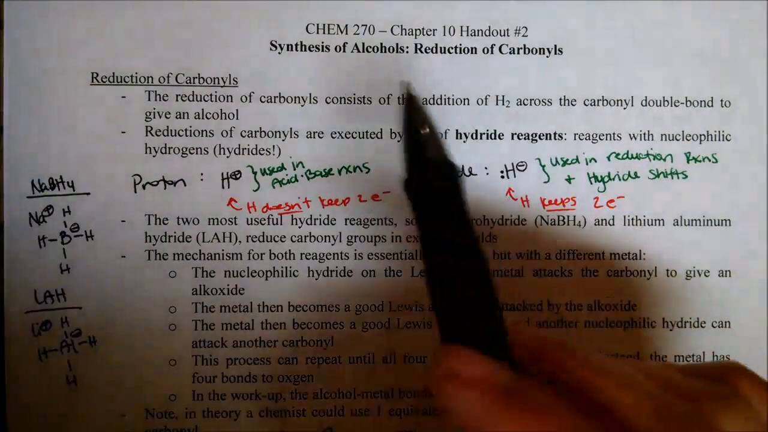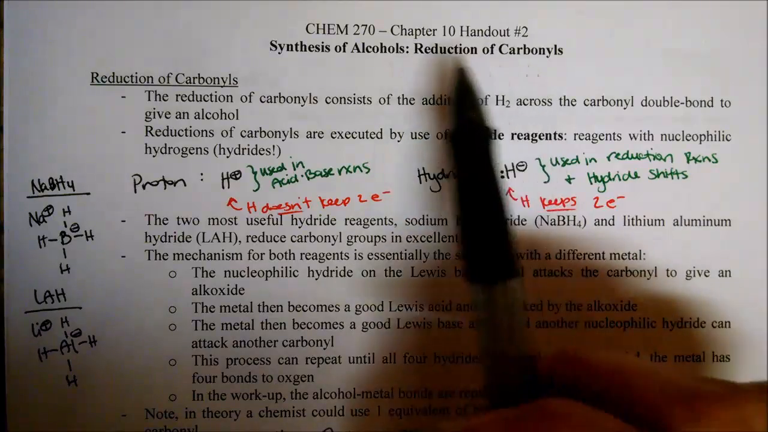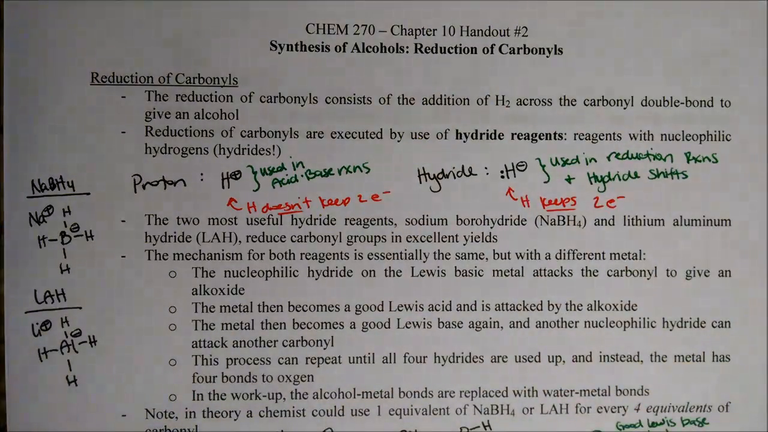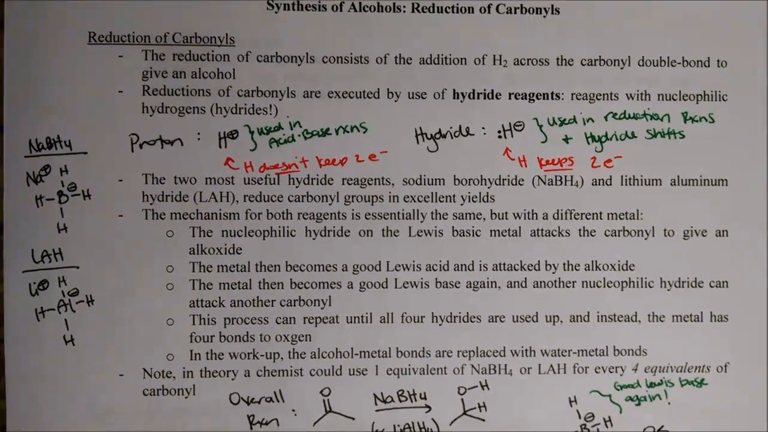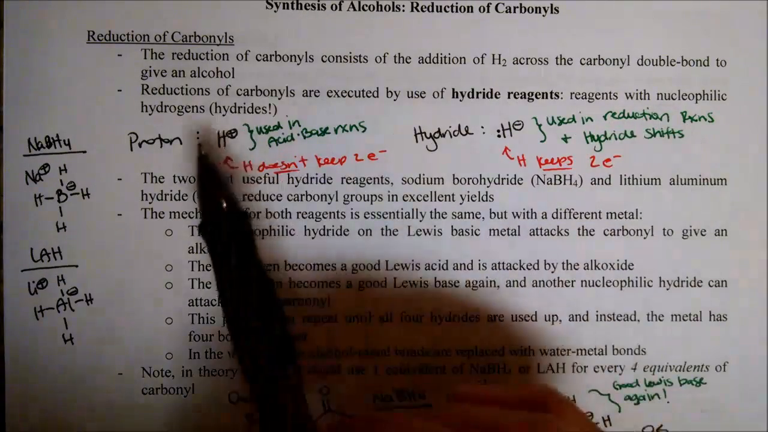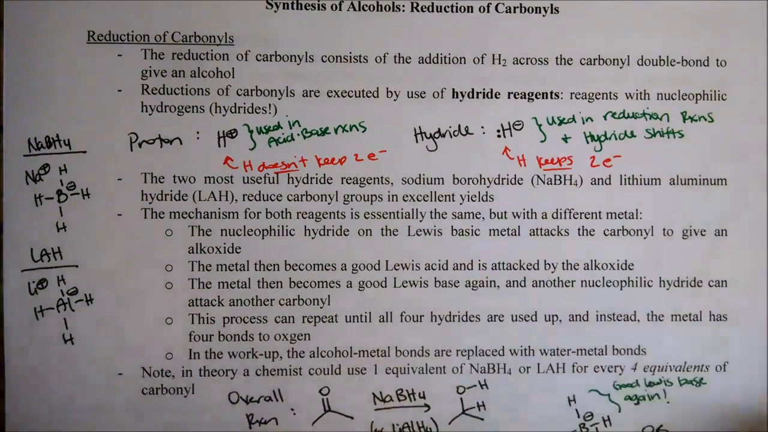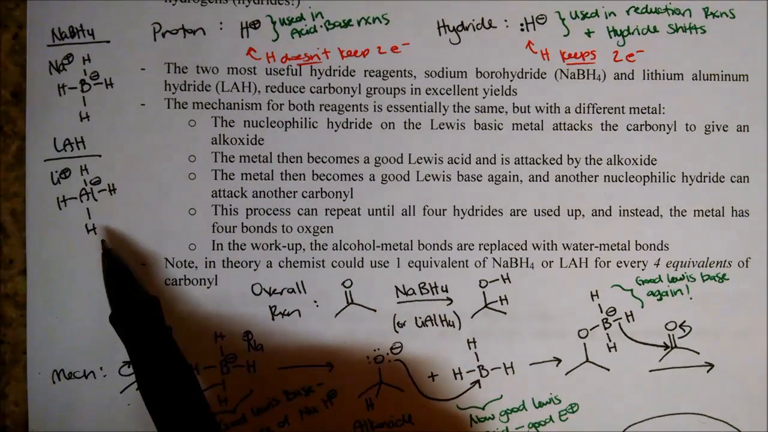Okay, so recall we're in the middle of chapter 10, and this is all about how we can make alcohols, and we're in the middle of handout 2, which is the reduction of carbonyls. We opened with the fact that to do a reduction of a carbonyl, we need nucleophilic hydrogens. These are hydrides, okay? The most common forms of these hydrides are in NaBH4, or lithium aluminum hydride.